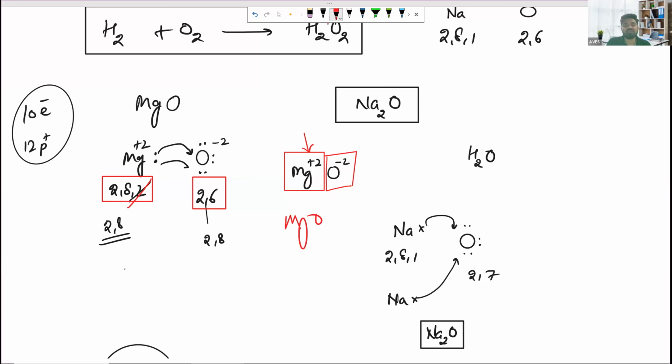Because 1 magnesium atom is sufficient to fulfill the requirement of 1 oxygen atom. Okay. Understood?